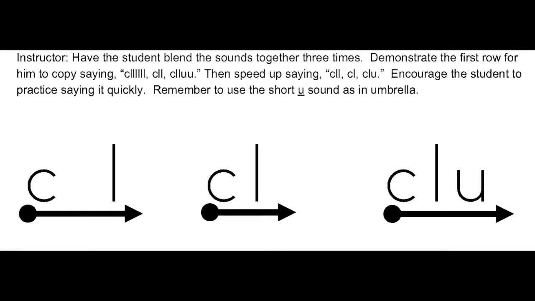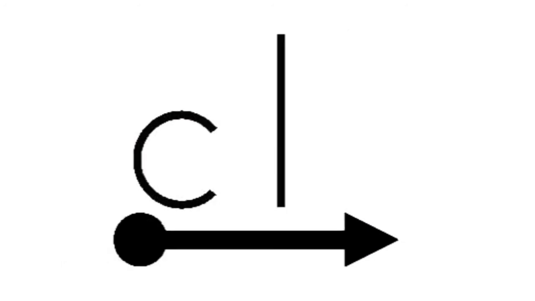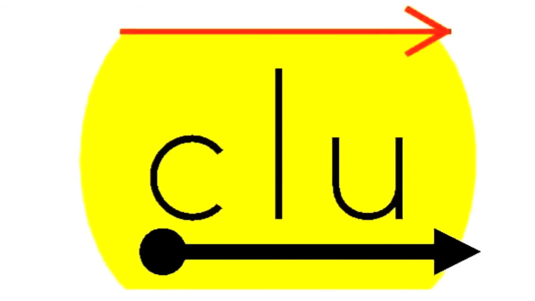Have the student blend the sounds together 3 times. Demonstrate the first row for him to copy by saying cl, cl, cl. Then speed up by saying cl, cl, cl. Encourage the student to practice saying it quickly. Remember to use the short U as in umbrella.